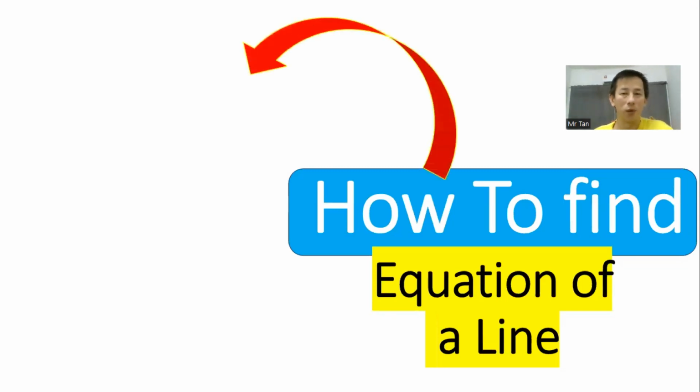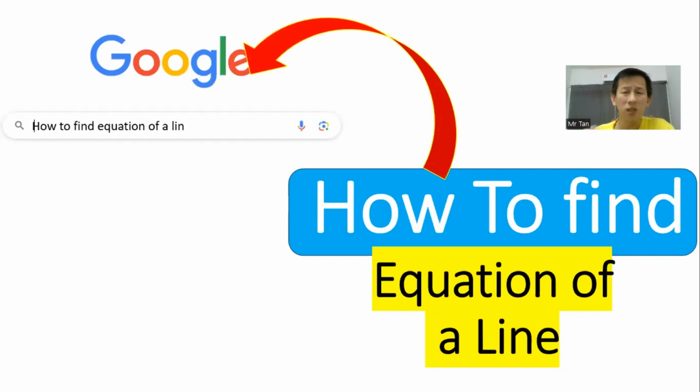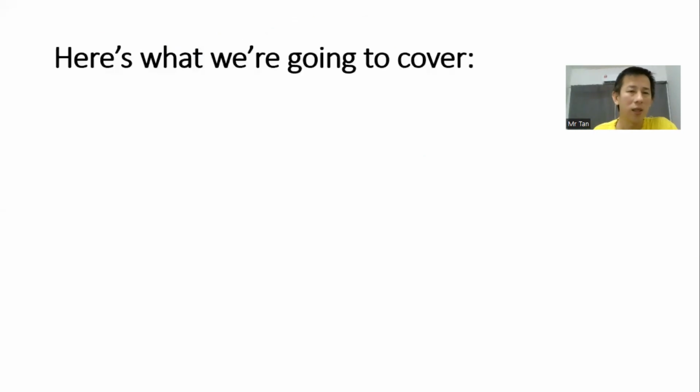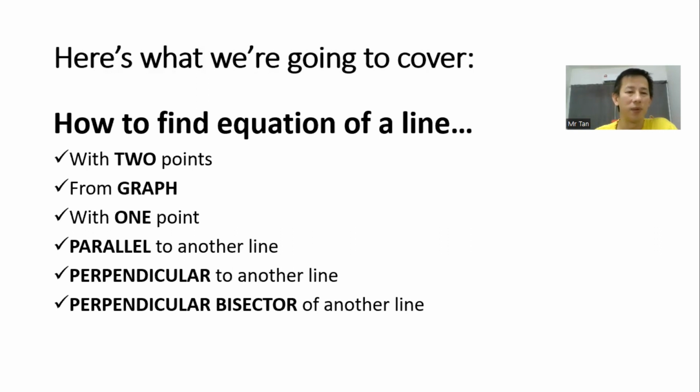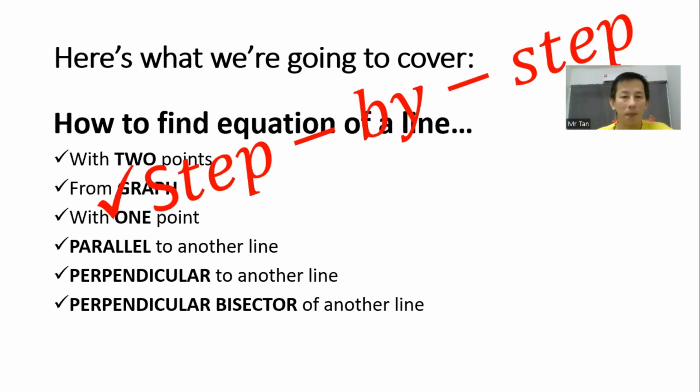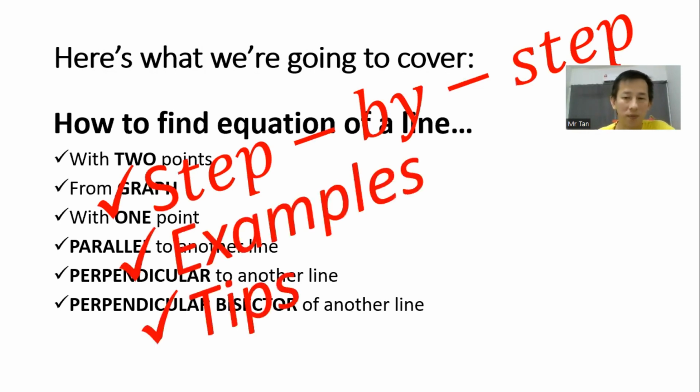So when you open up Google and search for it, you will come across various methods. Here is what we're going to cover in this video. As you can see, there are several situations when it comes to finding the equation of a line. We will cover each one step by step with examples and tips. So pay attention and make sure you watch until the end so that you don't miss any important points, because sometimes the most crucial information just pops up and you really don't want to miss it.